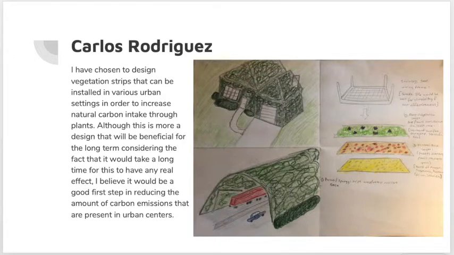I have chosen to design vegetation strips that can be installed in various urban settings, such as homes, buildings, and roads. The premise of the design is to create a stainless steel wiring frame that can hold 3 different layers. The first layer is a porous, spongy base that helps trap and retain moisture. The second layer is the mineral or rock layer that provides nutrients for plants to grow, such as nitrogen, phosphorus, potassium, calcium, etc. And the third is the actual plants or vegetation.